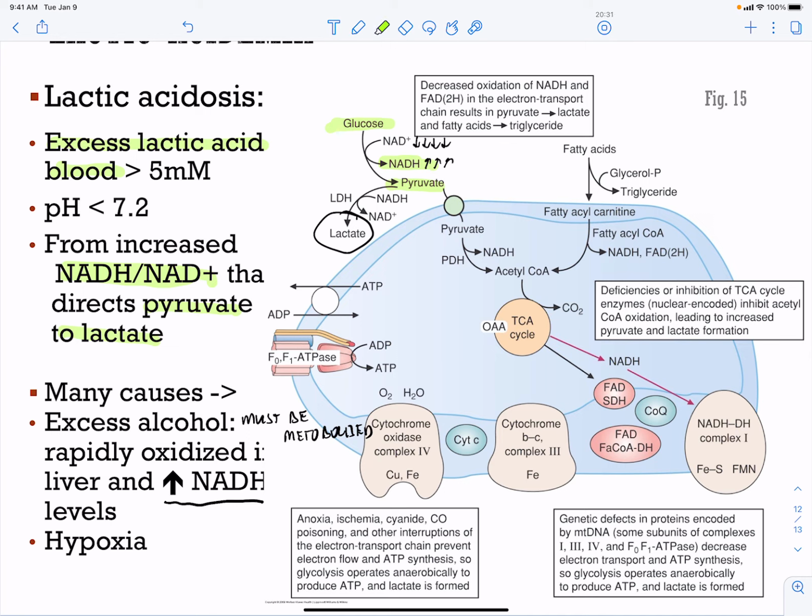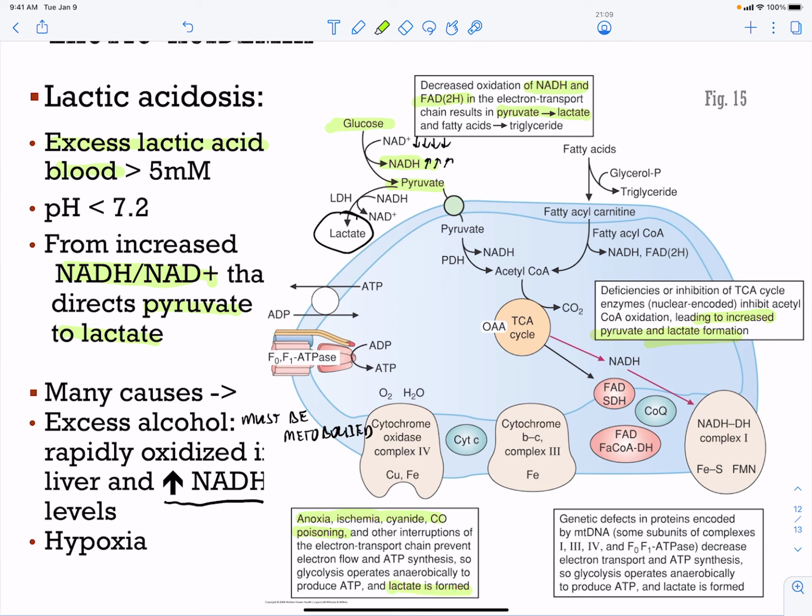So basically, you have a decrease of oxidation of NADH and FADH2, and this is going to push pyruvate to lactate. Or you have deficiencies or inhibition of your TCA cycle, and this is going to lead to an increase in pyruvate and lactate formation as well. You can have different poisonings, carbon monoxide poisoning, cyanide poisoning, and this is all going to target your electron transport chain, decouple your electron transport chain, and this is again going to push things to lactate.